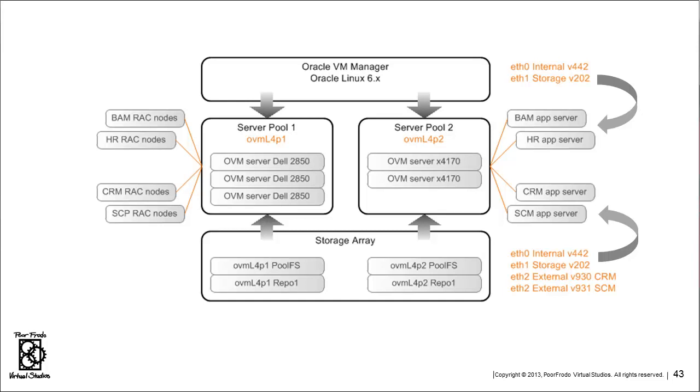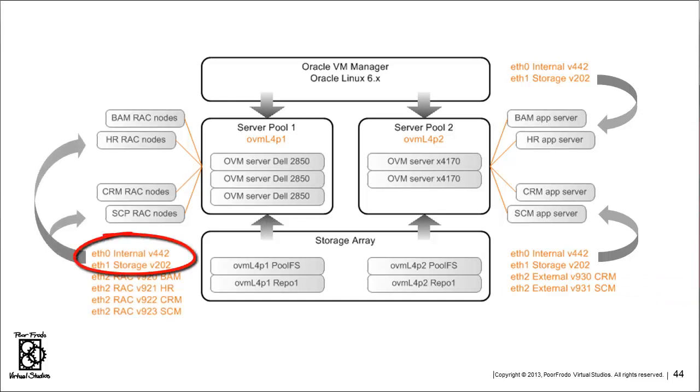Like the BAM and HR virtual machines, the CRM and SCM application servers will also have ETH0 and ETH1 for the same purpose. However, CRM and SCM guests will have an additional ETH2 NetFront interface that the other application servers don't have. ETH2 is used for the external facing network traffic for the public cloud. So ETH2 on the CRM virtual machines will use the subnet on VLAN 930 to access the extranet, while the SCM virtual machines will access the extranet using the subnet on VLAN 931.